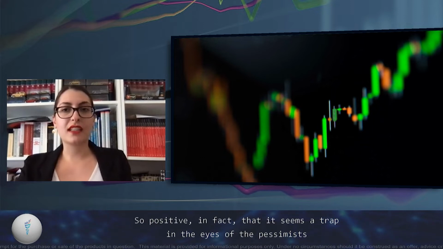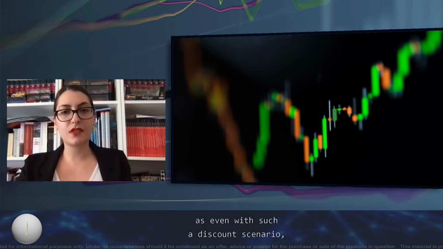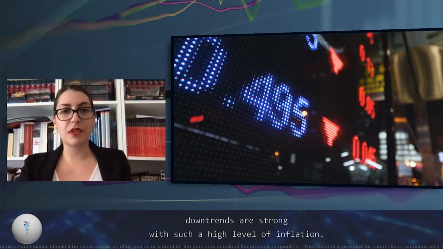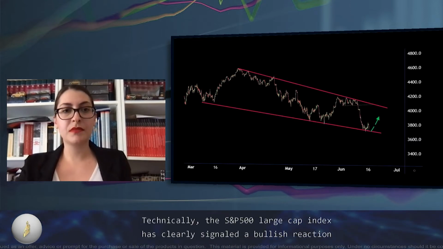So positive, in fact, that it seems a trap in the eyes of the pessimists, as even with such a discount scenario, downtrends are strong with such a high level of inflation.